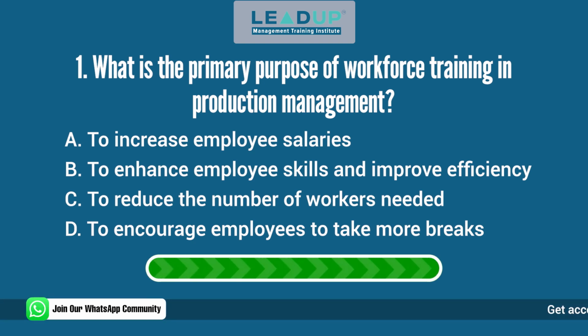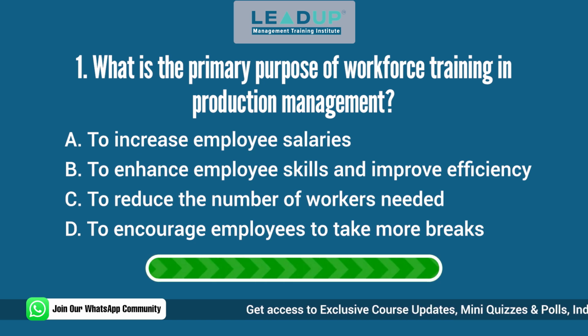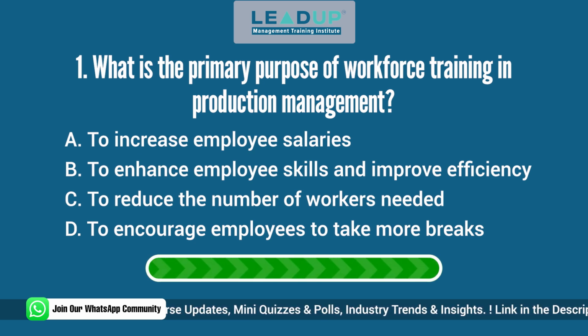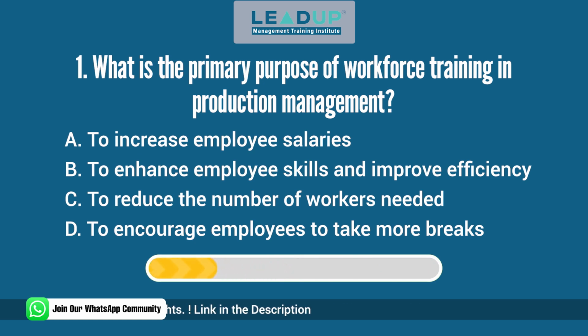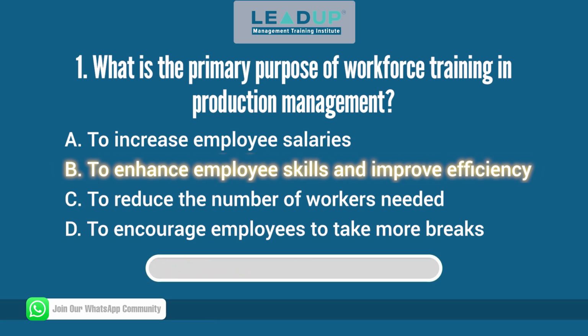Question 1. What is the primary purpose of workforce training in production management? A. To increase employee salaries. B. To enhance employee skills and improve efficiency. C. To reduce the number of workers needed. And D. To encourage employees to take more breaks. The answer is to enhance employee skills and improve efficiency.